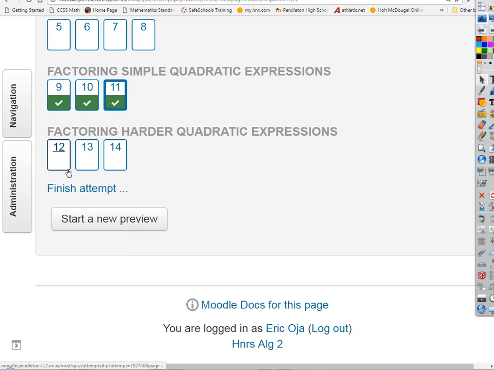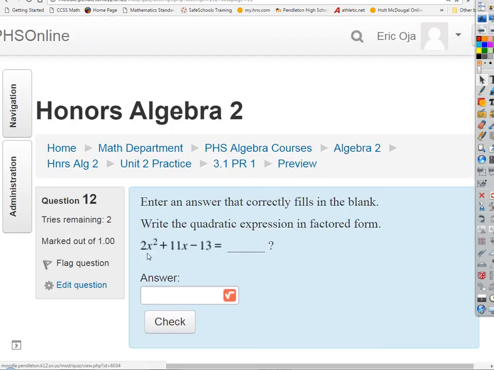Okay. Now what about factoring harder quadratic expressions? Quadratic expressions where the coefficient of x squared is not equal to 1. So what we always want to try to do is see if it's possible to factor out a greatest common factor so that we can get rid of that coefficient of x squared. But we can't do that here because 2 doesn't divide evenly into 11 or 13. So we're stuck having to factor this the hard way.